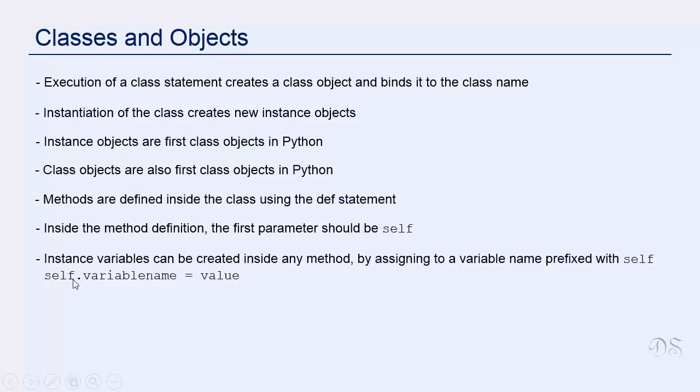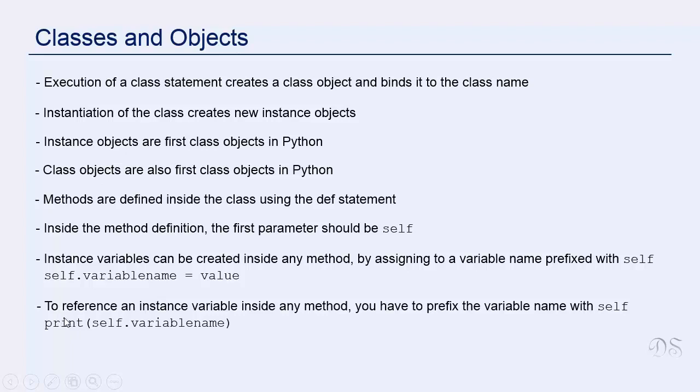Instance variables can be created inside any method by assigning to a variable name prefixed with self. If you have worked in Java or C++, you must have noticed the difference in how these variables are defined. In these languages, these instance variables, which are also called data members, are statically declared. They are a formal part of the class definition. While in Python, they are defined inside methods, and it is possible to even dynamically attach instance variables.